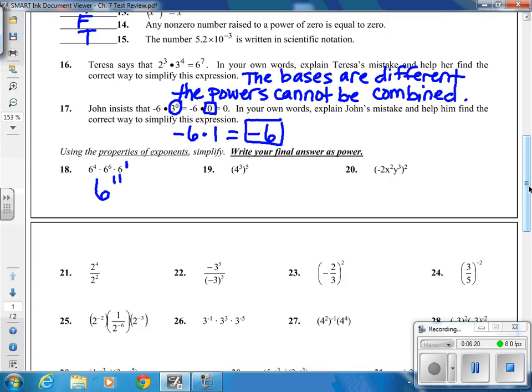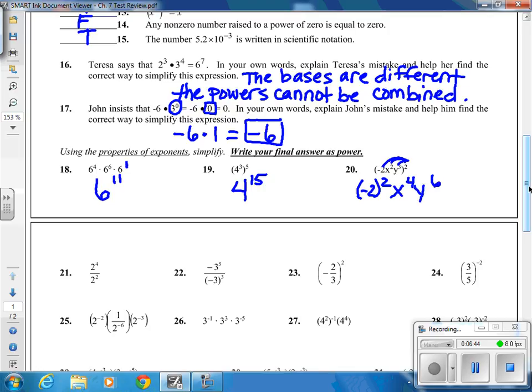Okay. For number 19, this is showing your power of a power property. Because it's power of a power, we're going to multiply. This becomes 4 to the 15th power. For number 20, this would be your distributing. So you're going to give that power of 2 to the negative 2, the x squared, and the y cubed. Remember, because this negative 2 is negative, it needs to stay in parentheses when you go to square it. And then it becomes x to the 4th power and y to the 6th power.